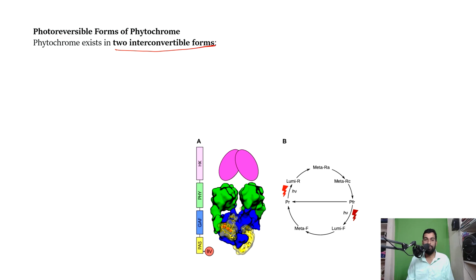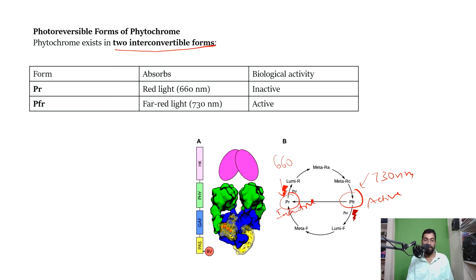Photoreversible forms of phytochrome. Phytochrome exists in two interconvertible forms. The first one is the red light absorbing form, the second one is the far red light absorbing form. So they are interconvertible forms. PR converts to PFR, PFR converts to PR. PR absorbs red light, that is 660 nanometers. PFR absorbs 730 nanometers, that is far red light. PR is the inactive form, PFR is the active form. We have studied this earlier. Conversion: red light converts PR to PFR. Far red light converts PFR to PR.